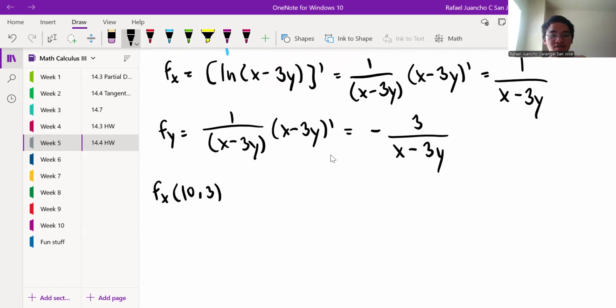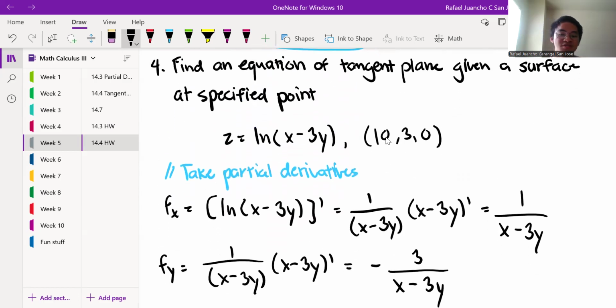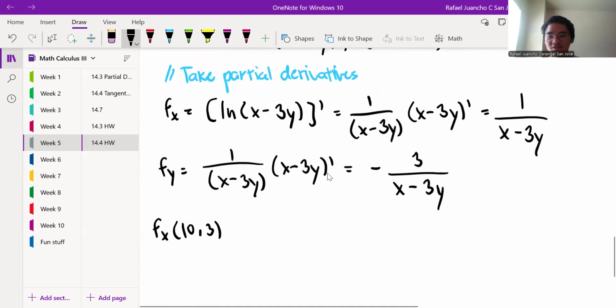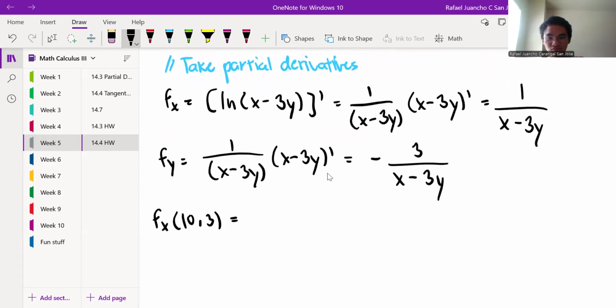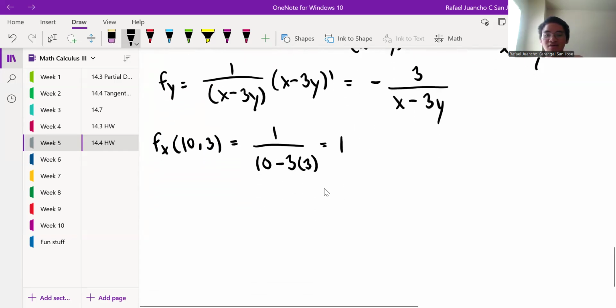So here we're looking at 10 and 3 because my x and my y coordinate at my specified point is 10 and 3. And this will give me, well, 1 over 10 minus 3 times 3. And so that's 1 over 1. 3 times 3 is 9, 10 minus 9 is 1, 1 over 1 is 1.